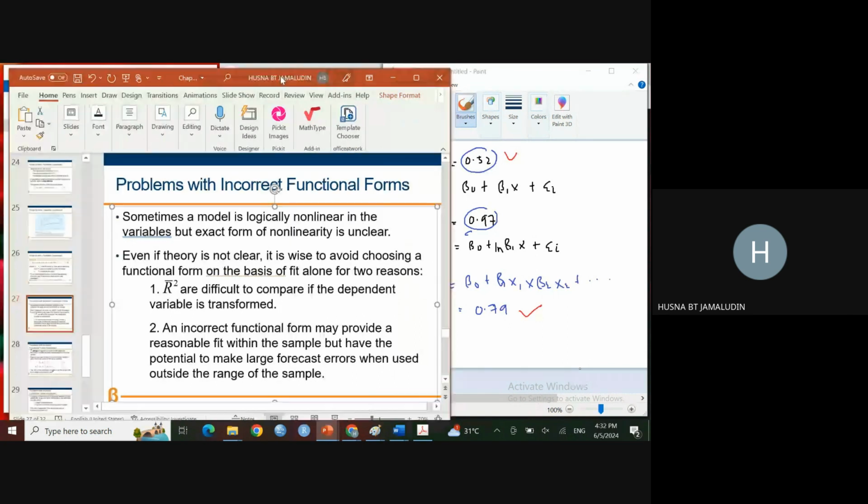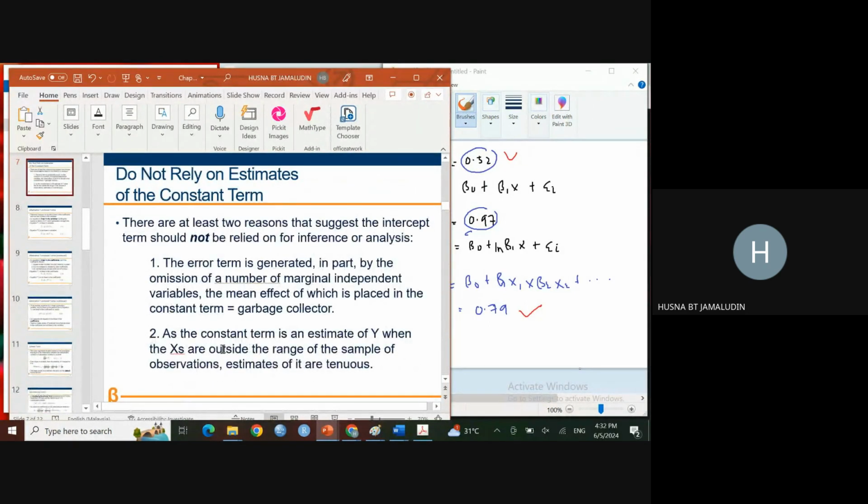Okay, remember last time, I think this is slide number 7. Where is it? This one. This is the example that we cannot rely on the constant term. Why? It says that the constant term is an estimate of Y when your independent variable is zero, which is estimated outside the range of the sample observation. So normally your estimation is what we call weak. You tend to estimate outside the range of sample, outside the observation.